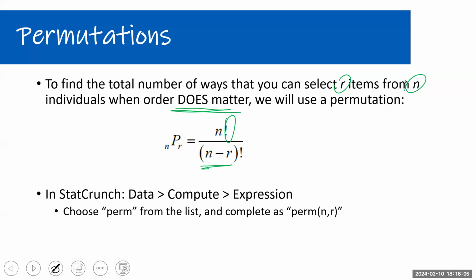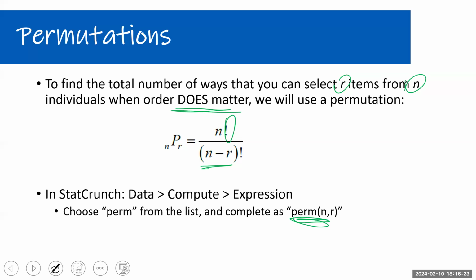If N and R are the same, the permutation number will always be bigger because you're dividing by a smaller number. In StatCrunch, you're going to the exact same place, Data, Compute, Expression, and you're going to select or type perm, and then your N is there and your R is there.